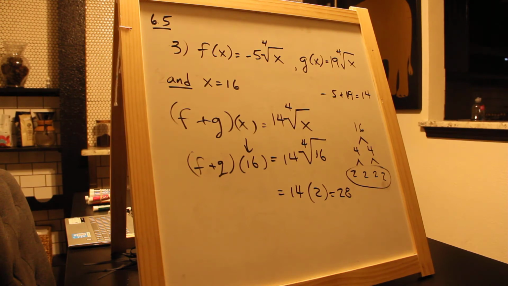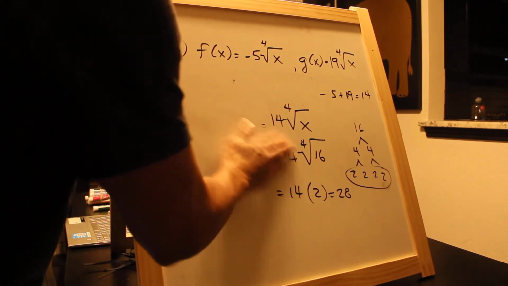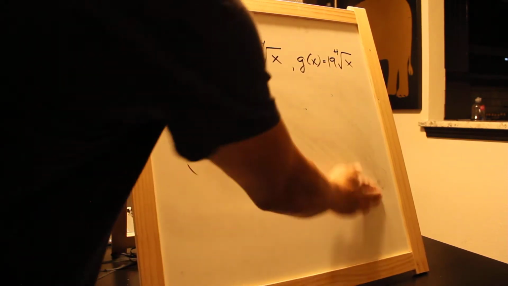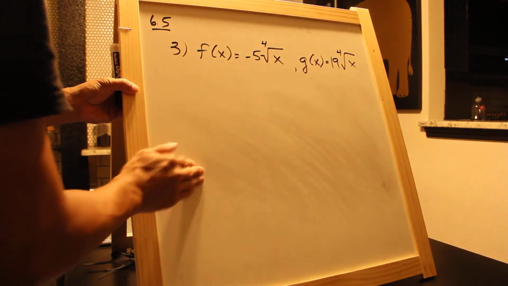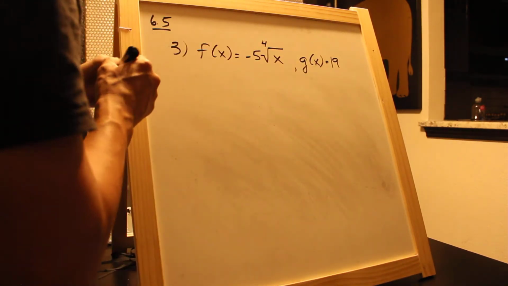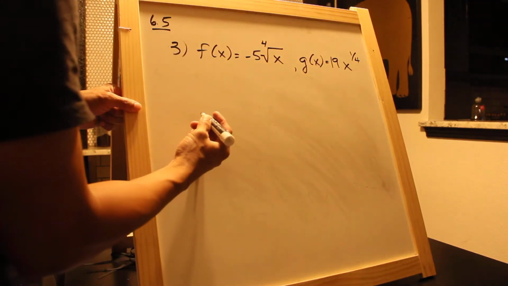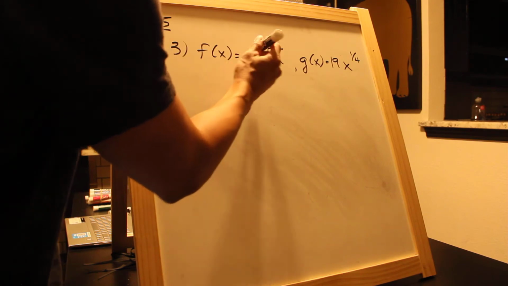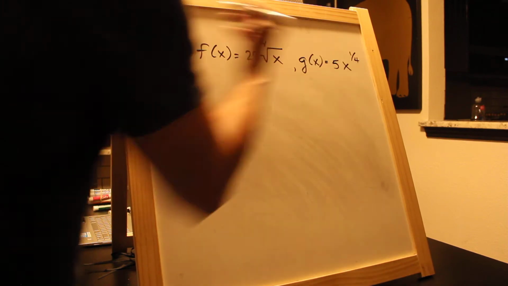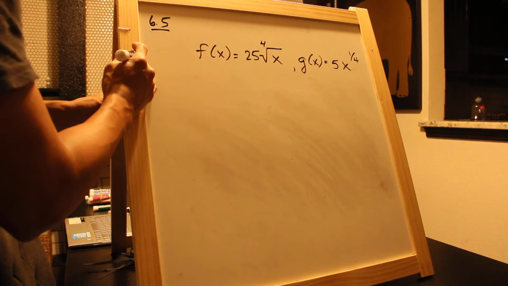So I'm going to go ahead and create a new function. For example, let's say I keep my f of x, g of x here. I keep it to the fourth root. I'm going to change this instead to x to the 1/4 power. And I'm going to make this 25, and I'm going to make this 5. And this is now another example.